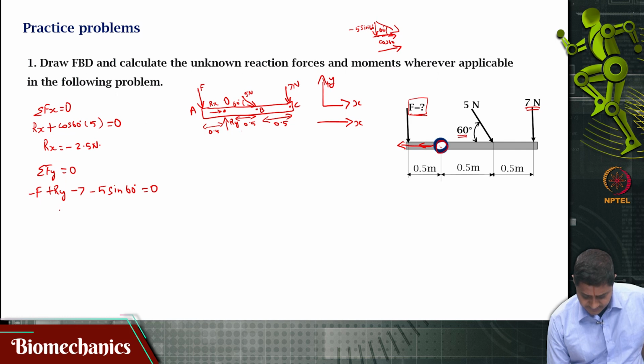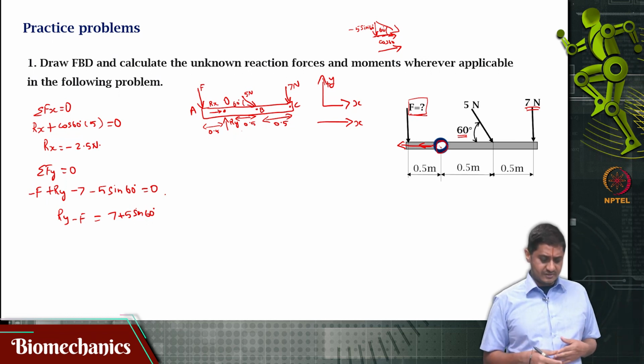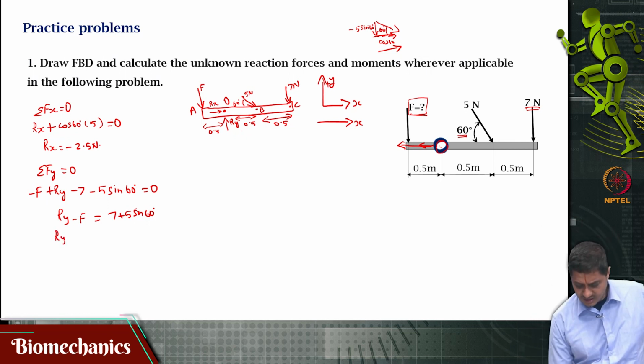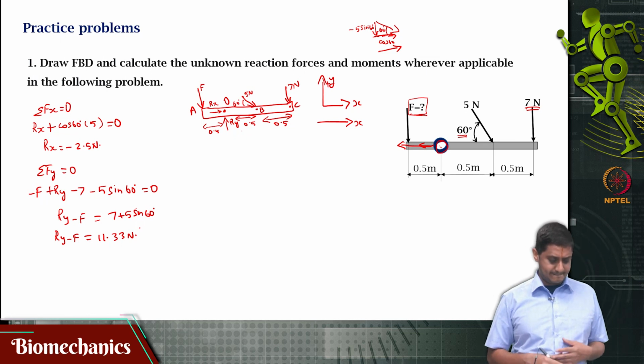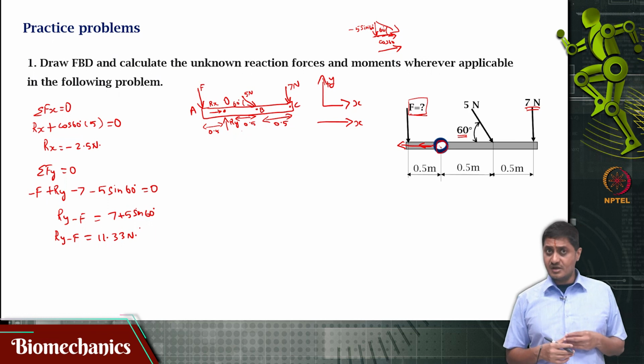That is Ry minus F is 7 plus 5 sin 60. I can compute 5 sin 60 using a scientific calculator and sum it. So, I can find this as Ry minus F is some 11.3 newtons. Are we done? The answer is no, because I have to find the Ry and F.